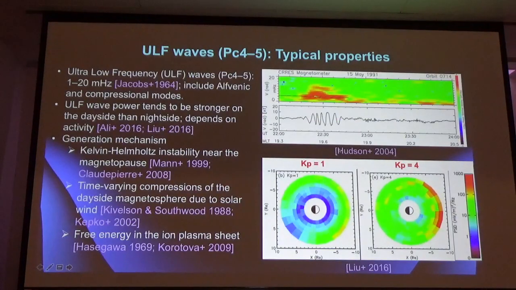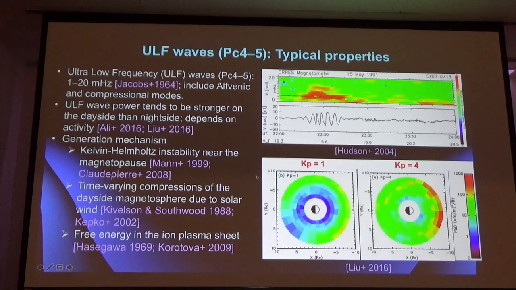Then let's move on to the lowest frequency wave, which is the Pc4-5 ULF waves. Those waves have a typical frequency in the range of millihertz to tens of millihertz, and they have both Alfvénic and compressional modes. Statistical distribution of ULF wave power shows that they're typically stronger on the dayside compared to the nightside, and their intensity also depends on the geomagnetic activity.